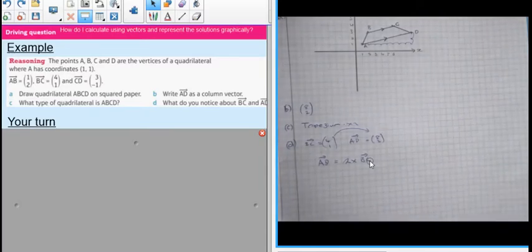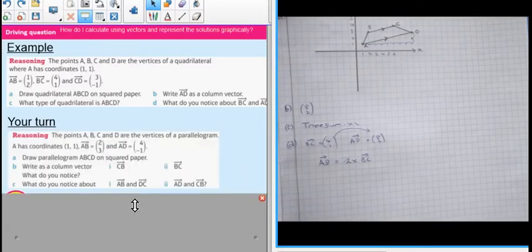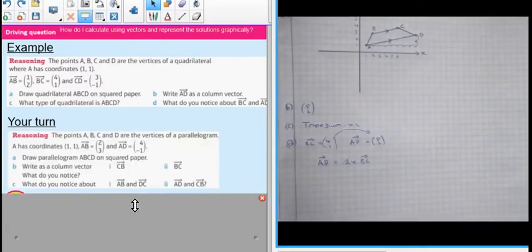Okay, I'd like you to pause the video, have a go at the question below. I'm going to leave my solution here to this question. It's really quite similar. You may need to look back again to the types of quadrilaterals, so have a go, and then we'll go through it together.